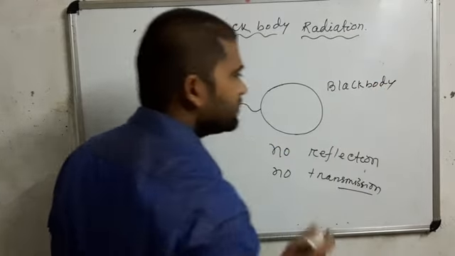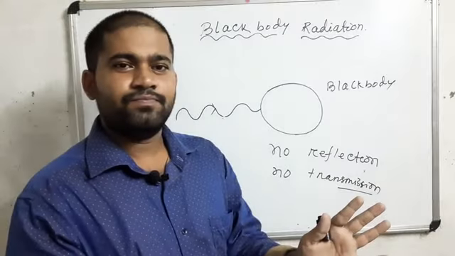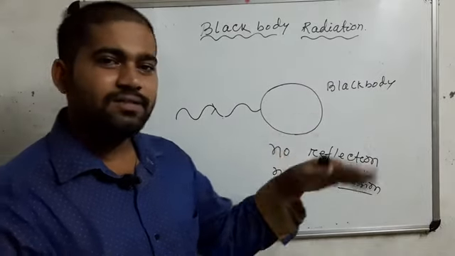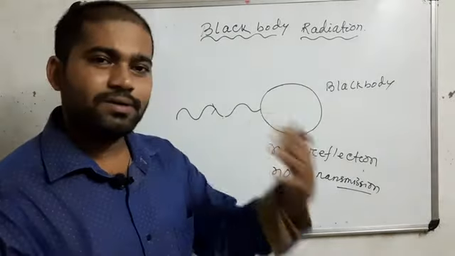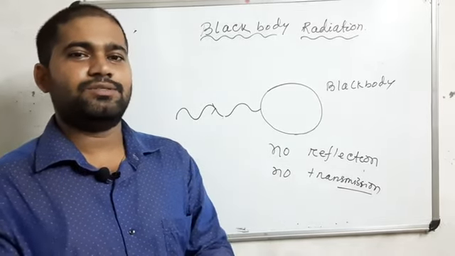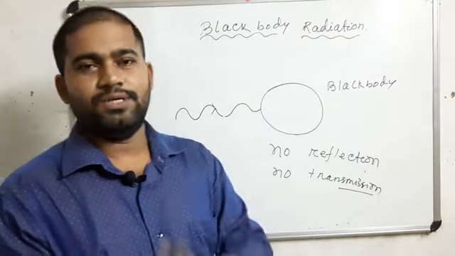So we can say what is a black body. A black body is a body which neither reflects nor transmits but absorbs all the heat radiations incident on it, is called a black body.